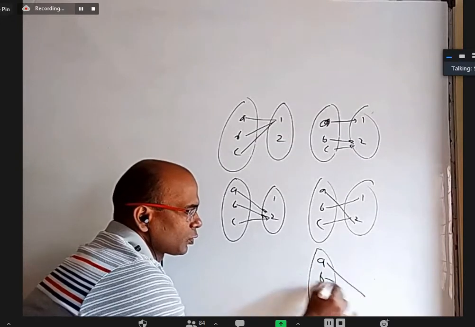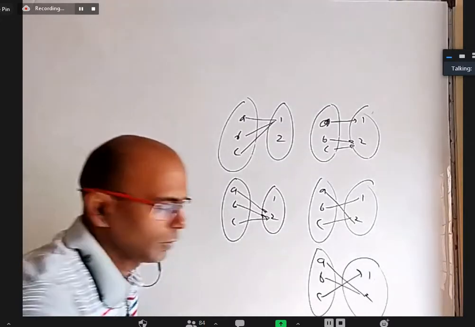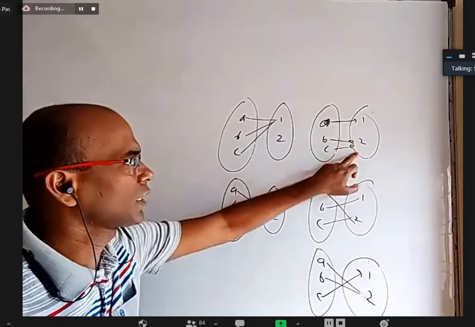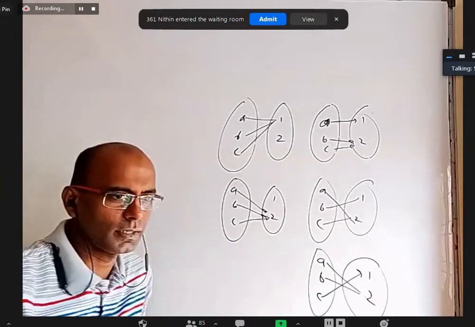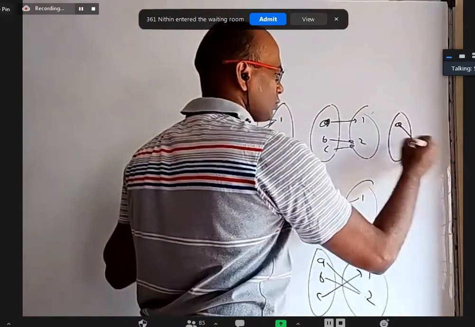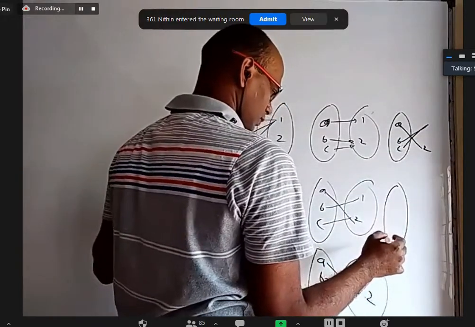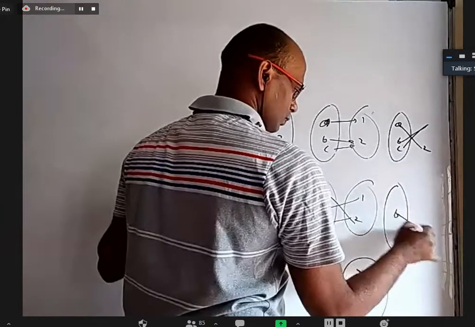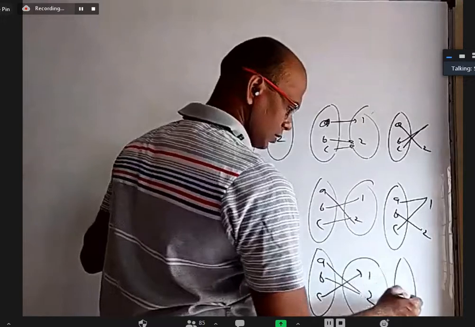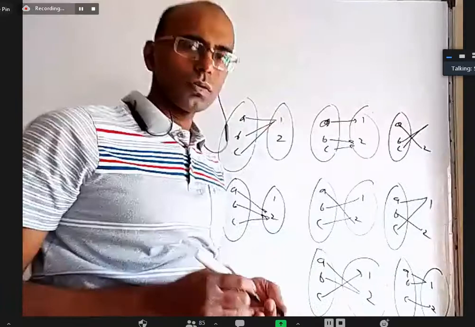A, B are connected to 2 and C is connected to 1. Next, we can reverse it. Wherever 1 is there, write 2; wherever 2 is there, write 1. You'll get 3 more cases. I'm not going to write that. Basically, A is connected to 2, B and C are connected to 1. Here, B is connected to 2 and A and C are connected to 1. Here C is connected to 2 and A and B are connected to 1. So we have 8 possibilities.